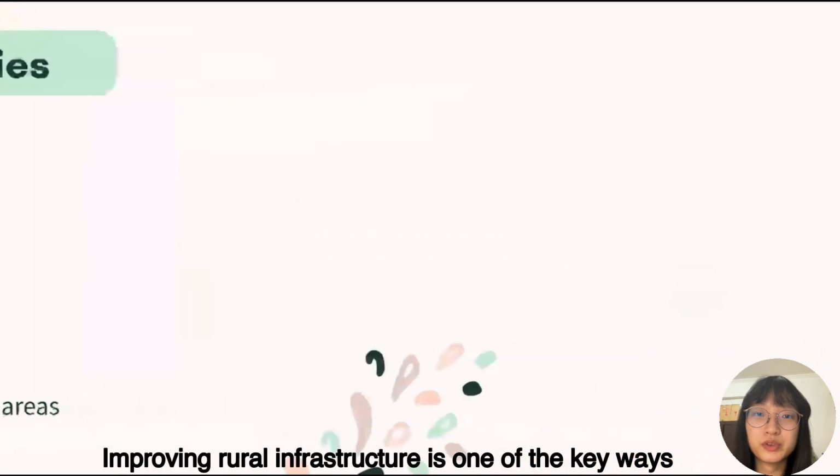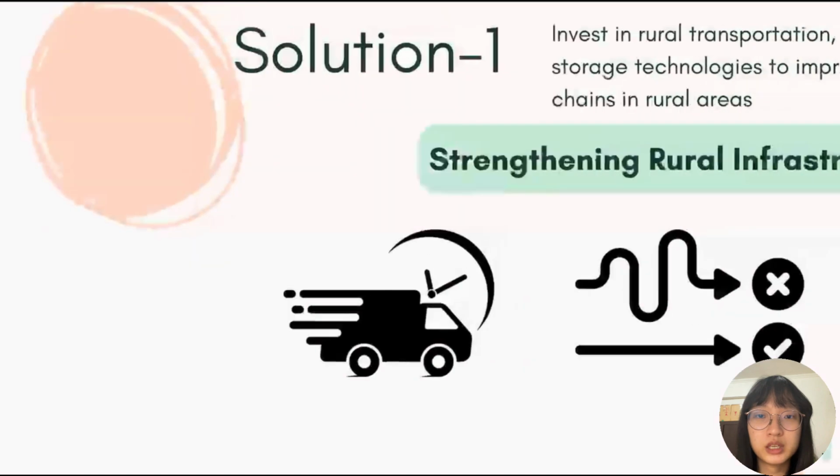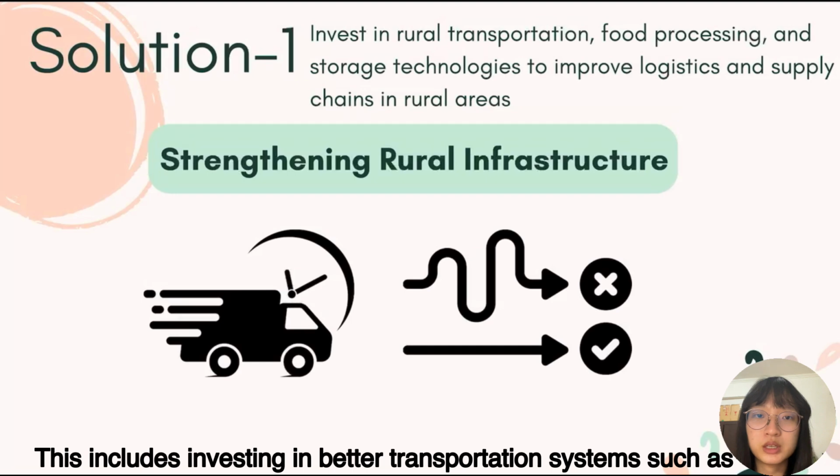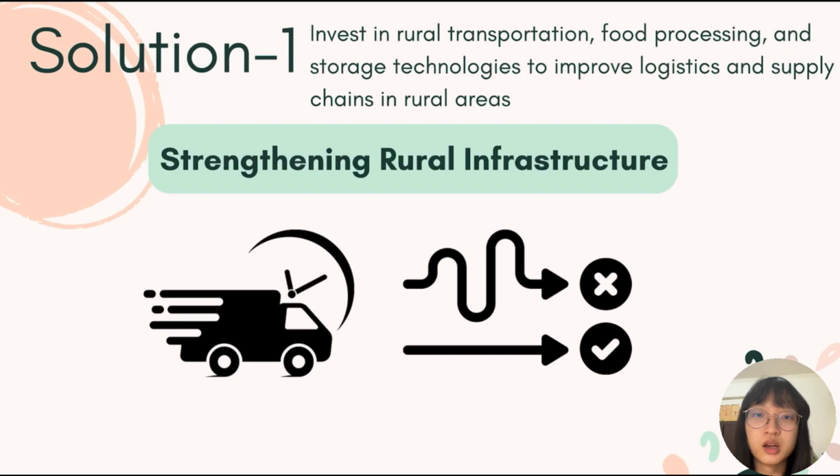Improving rural infrastructure is one of the key ways to reduce the food gap between urban and rural areas. This includes investing in better transportation systems, such as roads, bridges, and logistics networks.